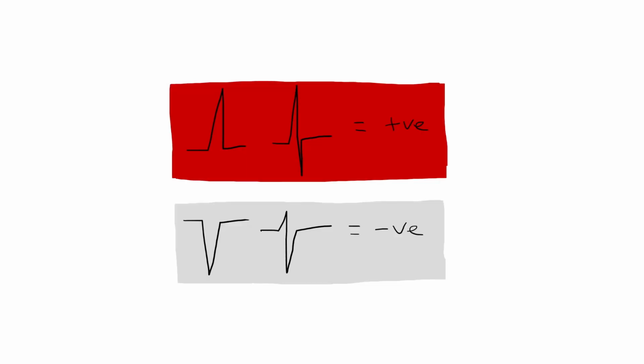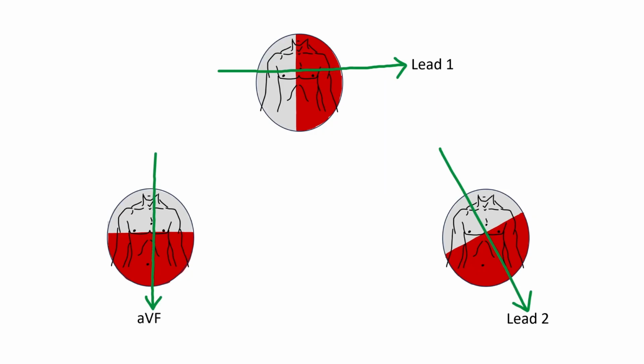Now just to reiterate, if the R wave is bigger than the S wave, we have a positive lead overall. If the S wave is bigger, it's a negative lead overall. So now there are three leads that you need to remember. The three most useful ones are leads 1, 2 and AVF.